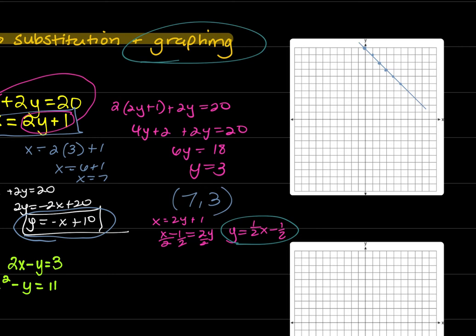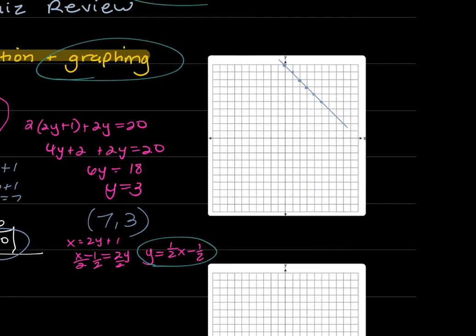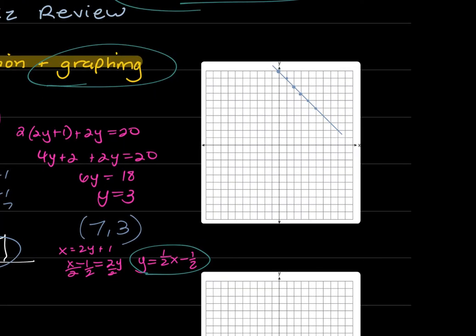Right. Then I'm going to graph the pink one. Y equals 1/2 x minus 1/2. So I'm starting at negative 1/2. I'm going up 1 and over 2. Up 1 and over 2. I haven't hit my other line yet, so I'm going to keep going. And that's when I hit it. And the coordinate point here is (7, 3).